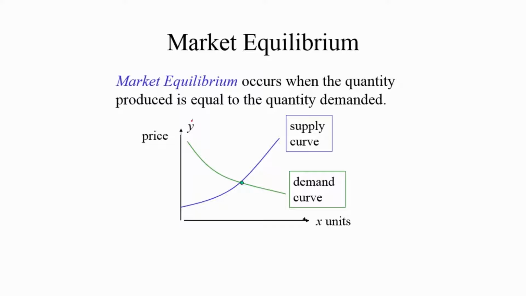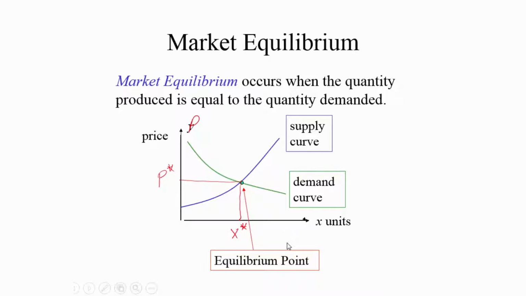By the way, this is price. They have it as y. The price is shown on the y-axis. This would give you the equilibrium point, which says the quantity is this many and the price is this. The quantity is x star.